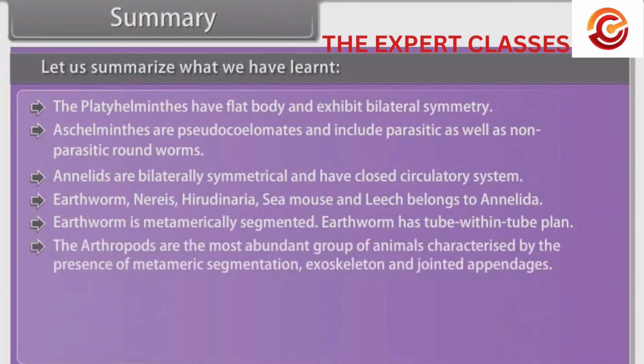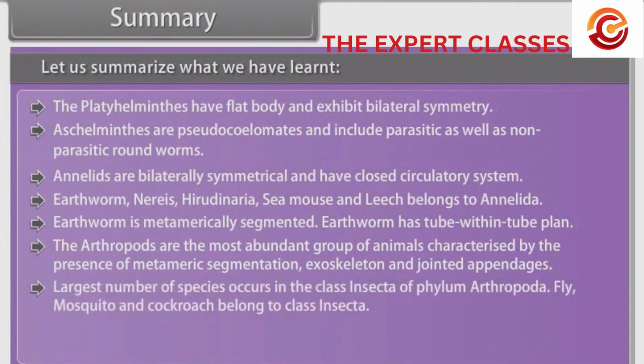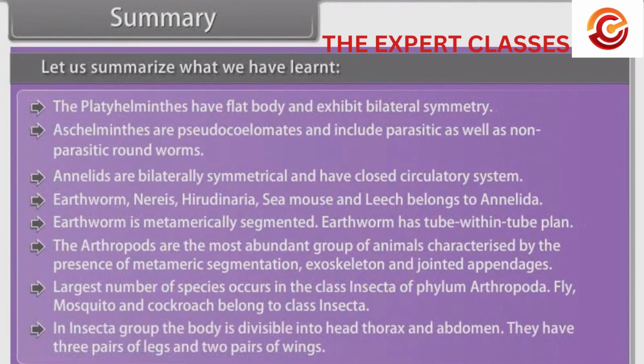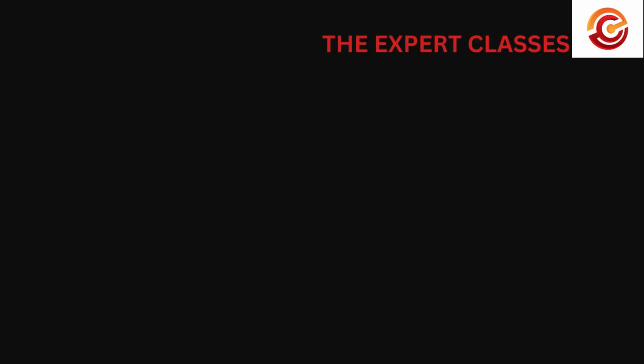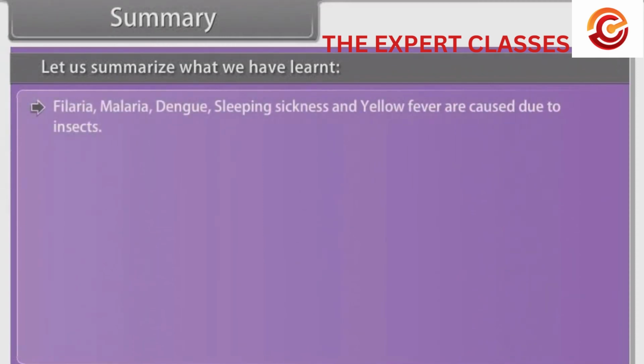The arthropods are the most abundant group of animals, characterized by the presence of metameric segmentation, exoskeleton and jointed appendages. The largest number of species occurs in the class Insecta of phylum Arthropoda. Fly, mosquito and cockroach belong to class Insecta. In Insecta, the body is divisible into head, thorax and abdomen. They have 3 pairs of legs and 2 pairs of wings. Filaria, malaria, dengue, sleeping sickness and yellow fever are caused due to insects.